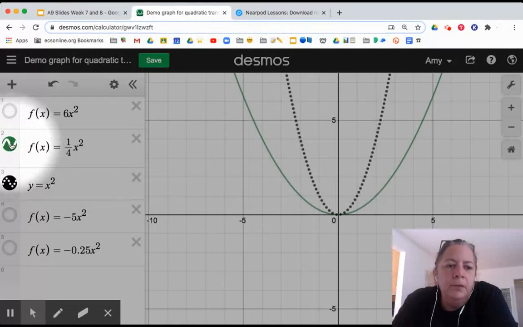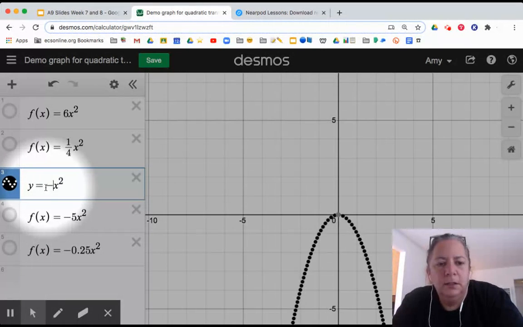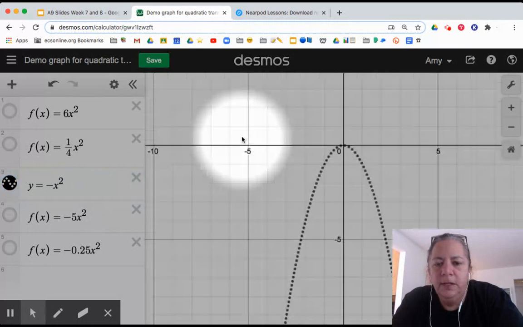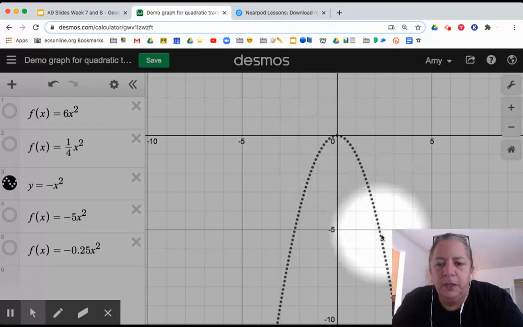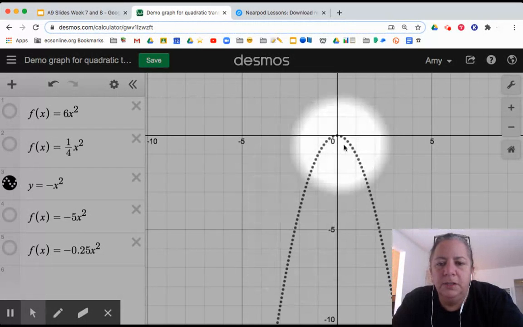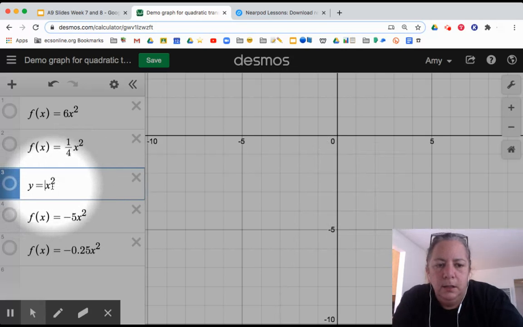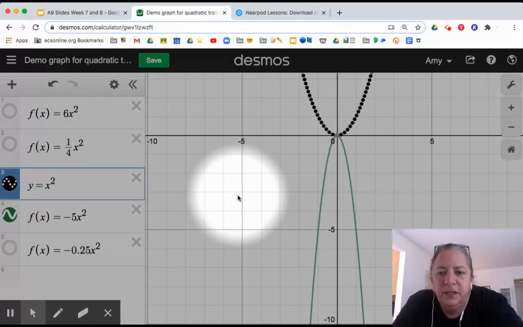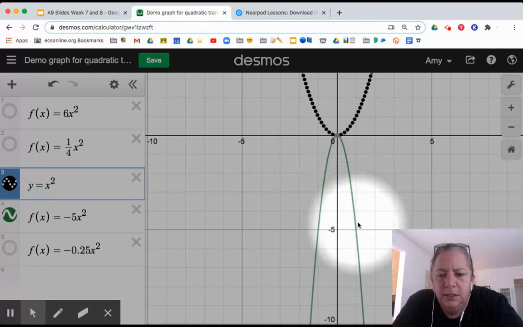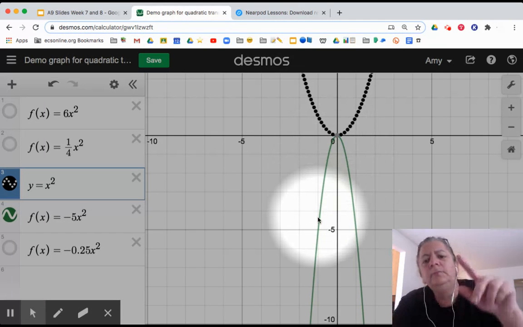Okay. Now let's talk about what happens if we just put a negative in front of this. So when we have a negative a value, then what we get is what we call a reflection. Okay, we also call this concave down. So when we have a reflection, we can also have the other things. So now I just did negative 5x squared. The first thing I notice is that I'm reflected. So we're going to say reflected and concave down.